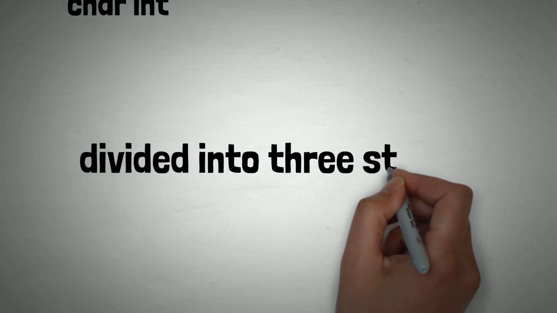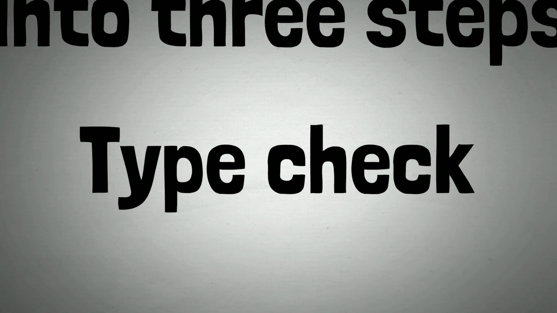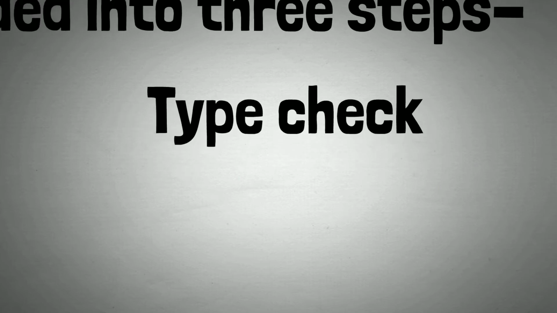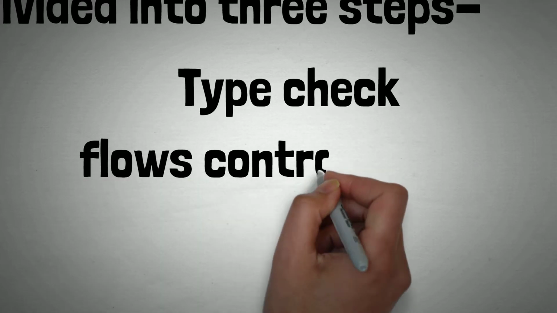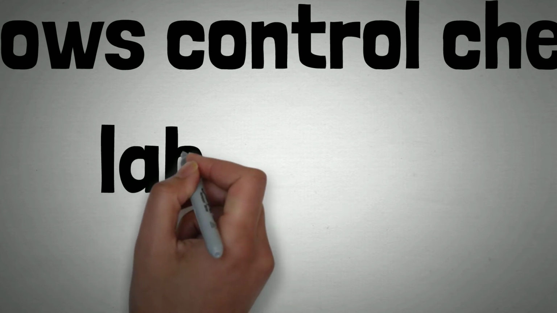This semantic analysis is divided into 3 steps. Number 1 is type check. In this step, the compiler checks for type matches in an assignment statement, arithmetic operation, etc. Number 2 is flow control check, which investigates if flow control structures, objects and their access types are correctly used or not. Number 3 is label check, which validates the uses of labels and identifiers.